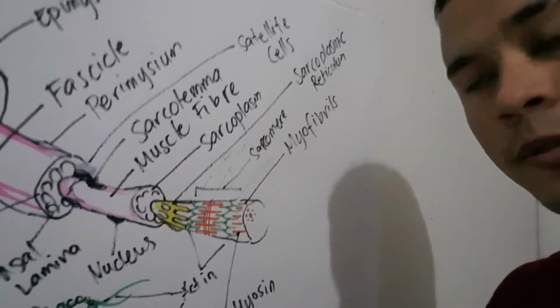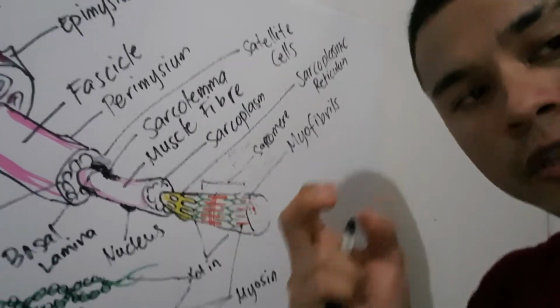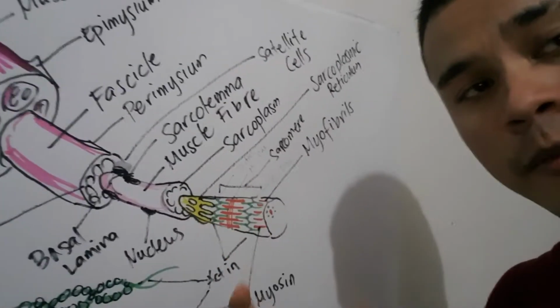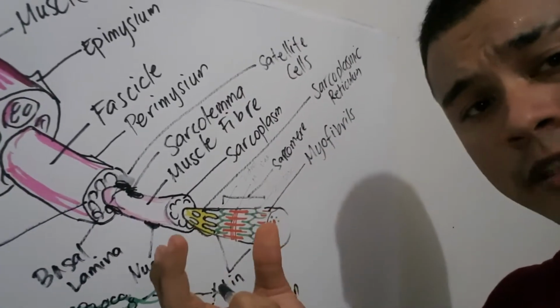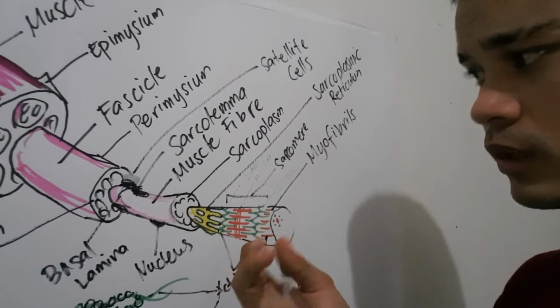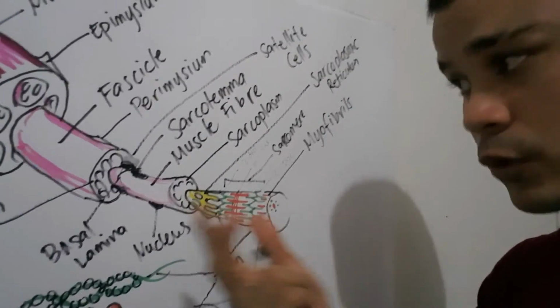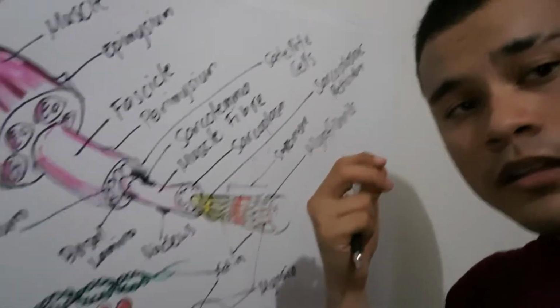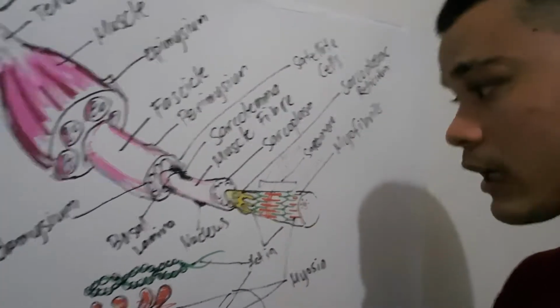So if you can imagine thousands of sarcomeres shortening at the same time inside a muscle fiber, the total length of the muscle fiber shortens, and if there are thousands of muscle fibers inside a muscle shortening at the same time, the total length of the muscle shortens, thus creating a muscle contraction.